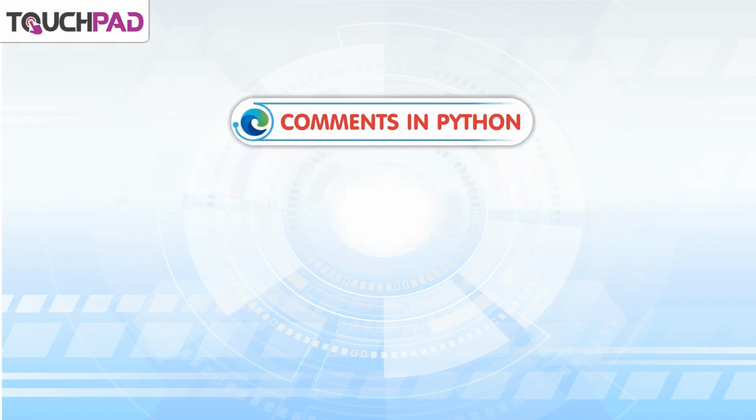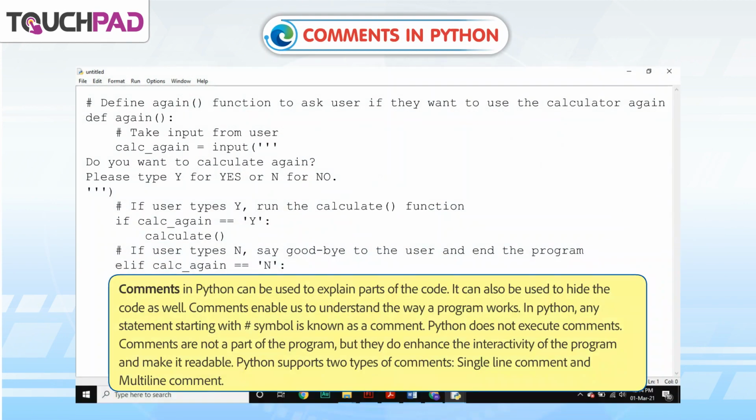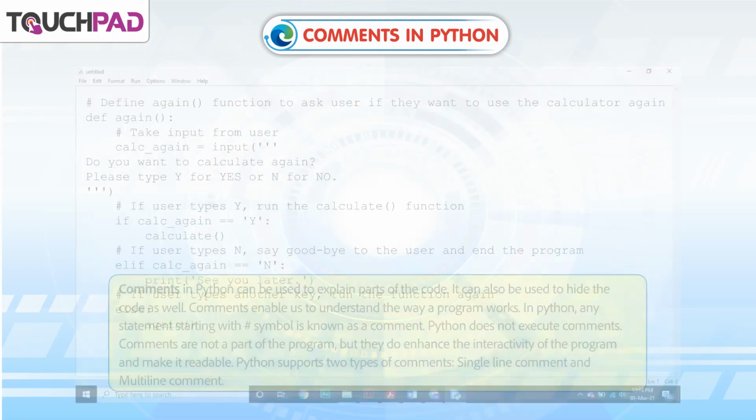Comments in Python. Comments in Python can be used to explain parts of the code. It can also be used to hide the code as well. Comments enable us to understand the way a program works. In Python, any statement starting with hashtag symbol is known as a comment. Python does not execute comments. Comments are not a part of the program, but they do enhance the interactivity of the program and make it readable. Python supports two types of comments, single-line comment and multi-line comment.